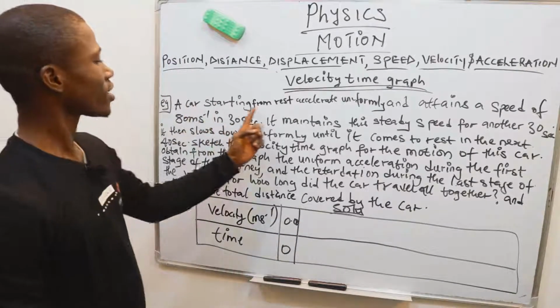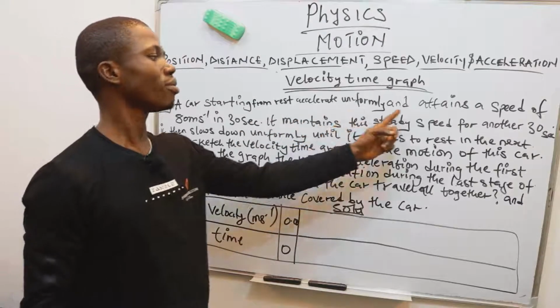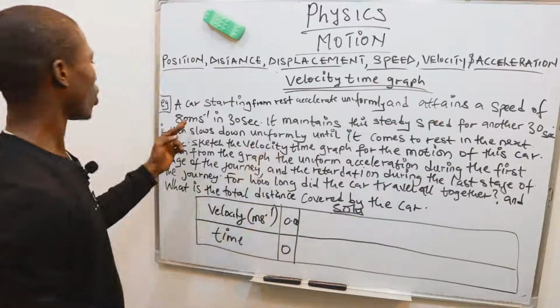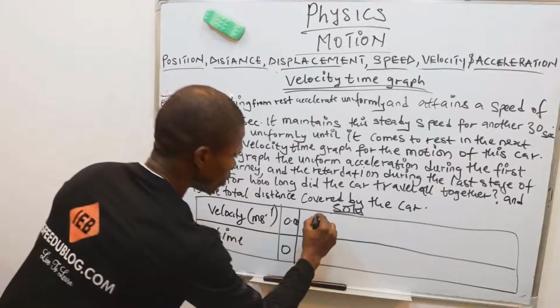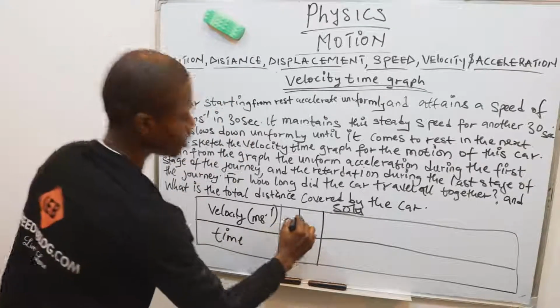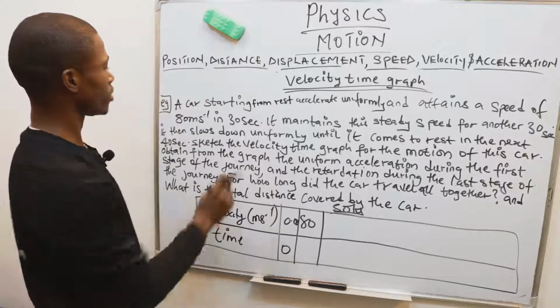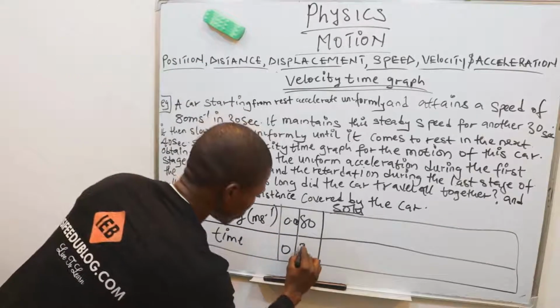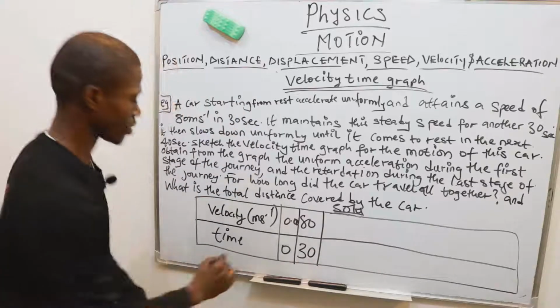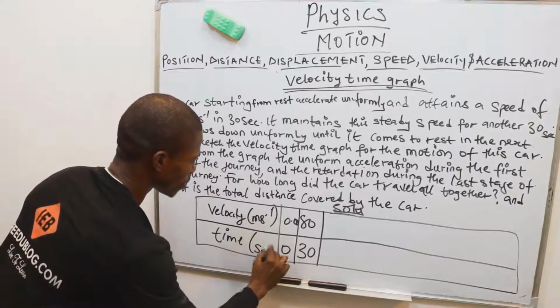A car starting from rest accelerates uniformly and attains a speed of 80 meters per second in 30 seconds. Here is our time, 30 seconds, and time is in seconds.